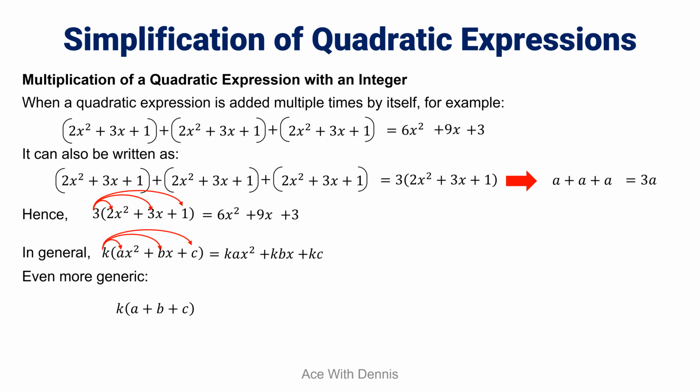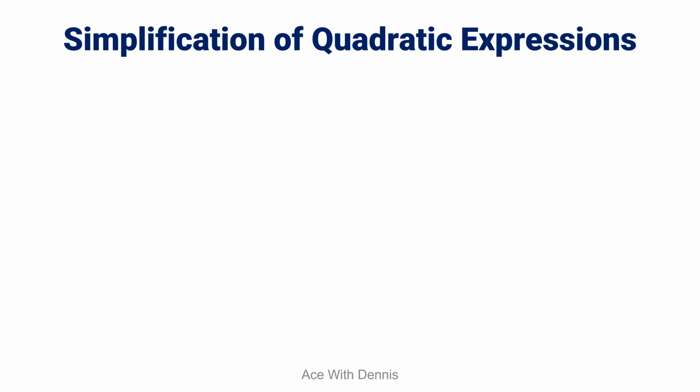Even more generically, k times a plus b plus c equals k times a is ka, k times b is kb, k times c is kc. So this is called the distributive law. After learning how we can multiply a constant with a quadratic expression, let's look at example 2.